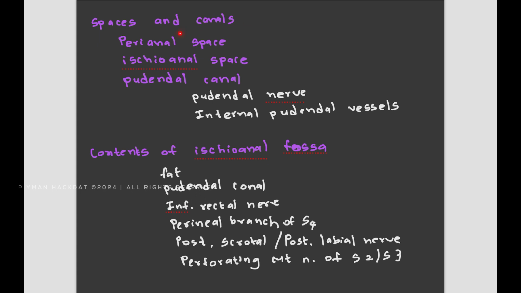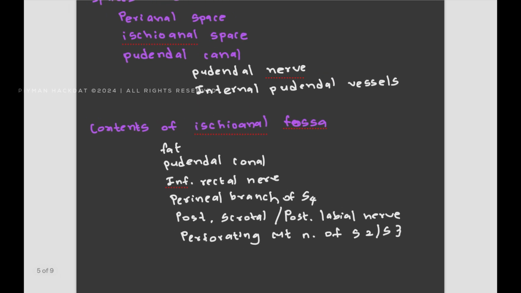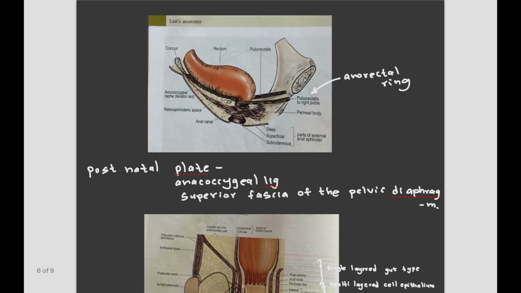And there are 3 spaces: the perianal space, the ischioanal space, and the pudendal canal. In the pudendal canal, as I mentioned earlier, the pudendal nerve and internal pudendal vessels can be seen. And what are the contents of the ischioanal fossa? You can see fat, the pudendal canal, the inferior rectal nerve, the perineal branch of the 4th sacral nerve, the posterior scrotal and posterior labial nerves, and the perforating cutaneous nerves of S2 and S3.